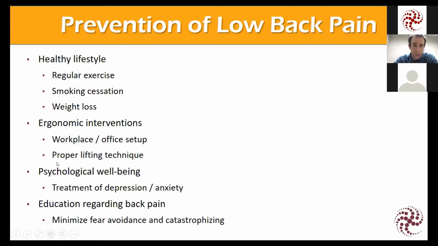In terms of ergonomic interventions, you could think of your spine as mechanical tissue, and the more stress you apply to the spine, or incorrect stress, the more likely that tissue is to fail, whether it's the disc or abnormally loading a joint and getting joint pain.